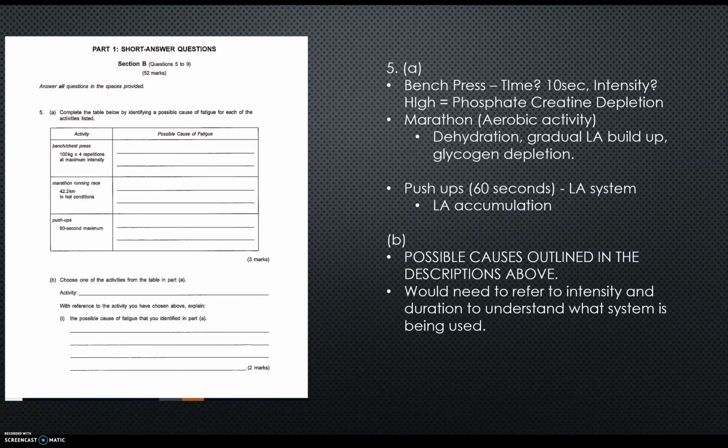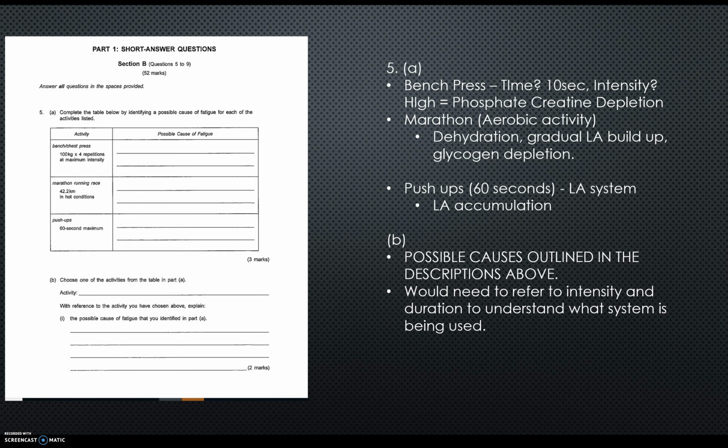So first question, looking at completing that table. The table looks at three types of activities. Obviously, by the duration and the intensity, you could pick which energy system is being used and therefore the cause of fatigue. So the first activity, 4 repetitions, you're looking at high intensity, short duration, 10 seconds. So the phosphate creatine depletion would cause fatigue.